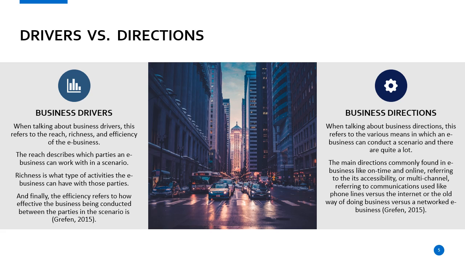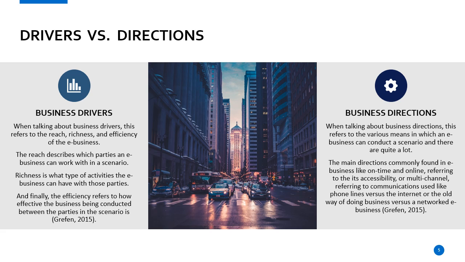The reach describes the parties that the business can reach out to. The richness is the type of activities that the e-business will have with those parties. The more dynamic and detailed, the richer that scenario will be. And finally, the efficiency refers to how effectively business is being conducted between the parties within that scenario.